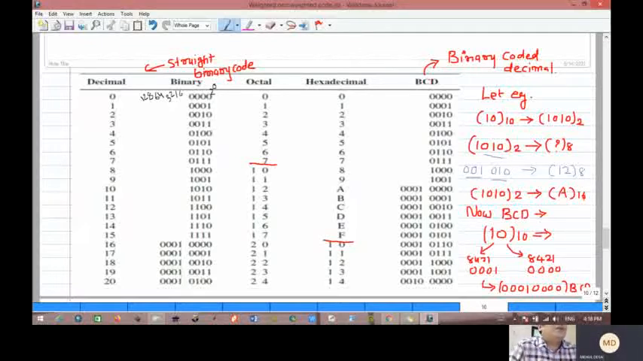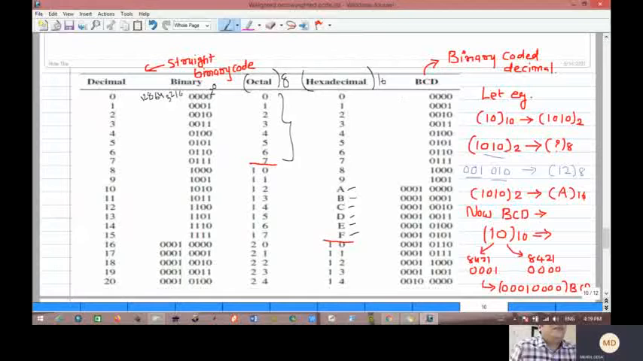Similarly, we know that octal code has base 8 and hexadecimal has base 16. Base 8 means 0 to 7 is the same as the decimal value and the binary number system. But in hexadecimal, 0 to 9 is as it is, while 10 is coded as A, then B, C, D, and finally 15 is coded as F.